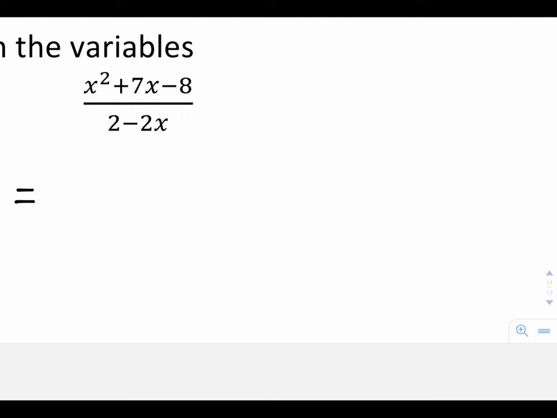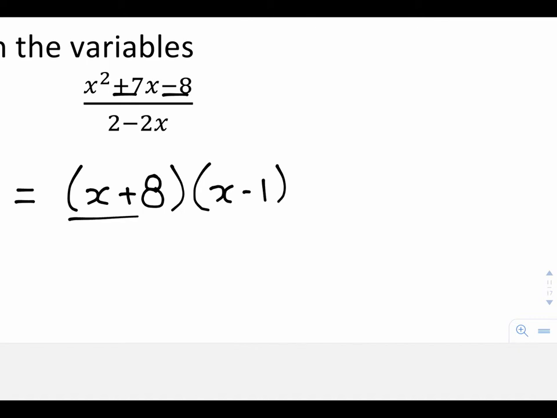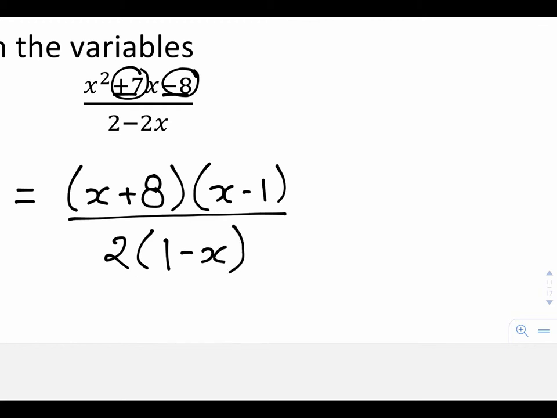And I'm going to factor it in such a way that I find two numbers that add to give me positive 7 and multiply to give me negative 8. So those two numbers happen to be positive 8 and negative 1, x minus 1. Again, 8 times negative 1 is negative 8. 8 minus 1 is positive 7. So those numbers work. In the denominator, well, I have a positive 2 as a common factor, and I'm left with 1 minus x, close bracket.